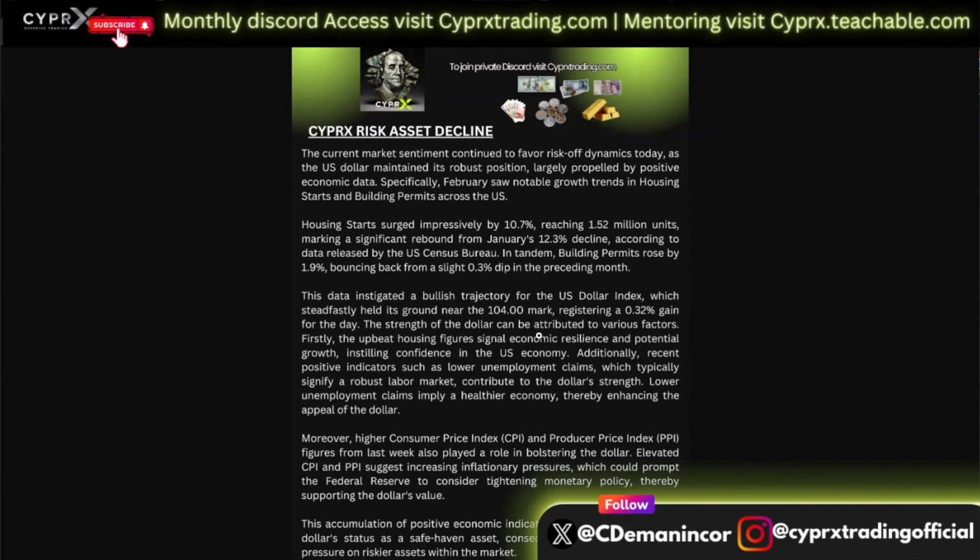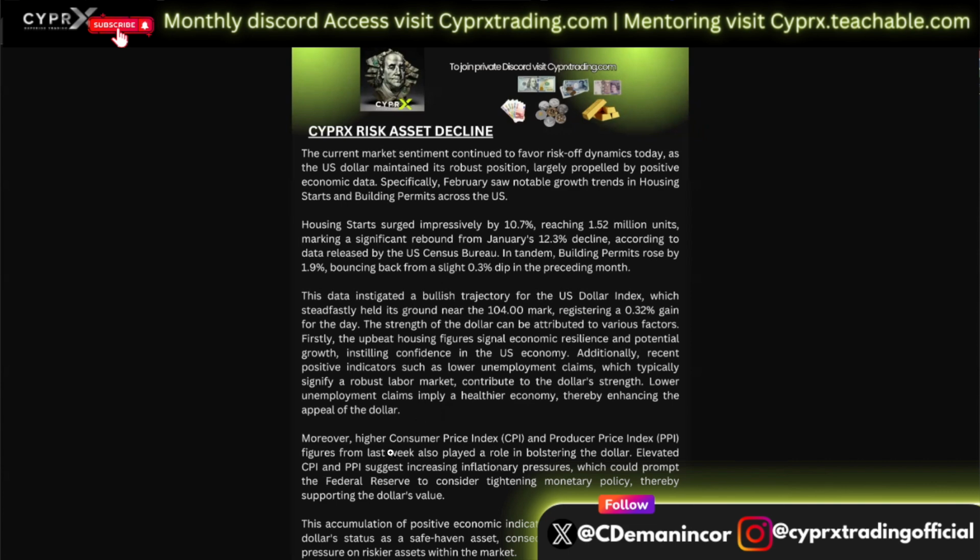The strength of the dollar can be attributed to various factors. So let's talk about these factors. What's contributing to the recent dollar strength? And what could potentially play out the rest of this week? Let's cover that. Firstly, the upbeat housing figures signal economic resilience and potential growth, instilling confidence in the U.S. economy. Additionally, recent positive indicators such as lower unemployment claims, which typically signify a robust labor market, contribute to the dollar strength. Lower unemployment claims as well that we got last week imply a healthier economy, thereby enhancing appeal for the dollar, which again we saw last week.